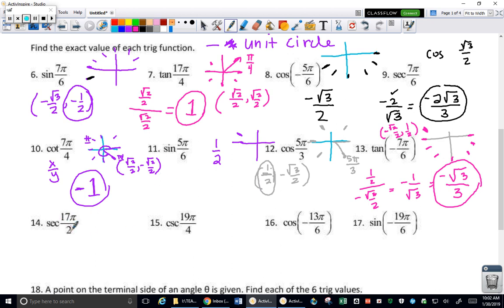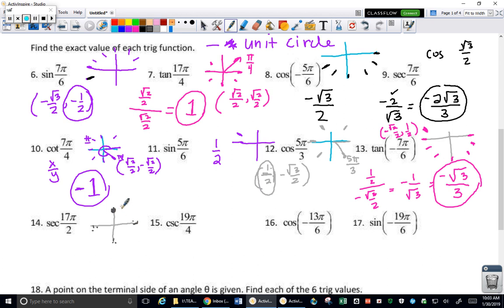Ooh, 17 pi over 2's. So we need to count at pi over 2, 17 of them. So hopefully you know pi over 2 is 90 degrees. So 180 divided by 2 is 90. We're going to count 17 of those. So starting at 0, you have 1 90, 2 90s, 3, 4, 5, 6, 7, 8, 9, 10, 11, 12, 13, 14, 15, 16, 17.